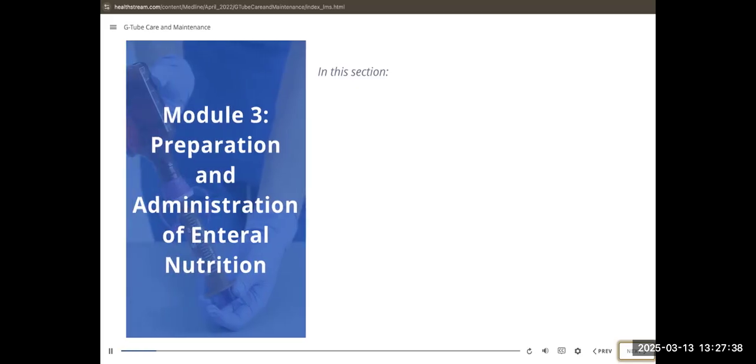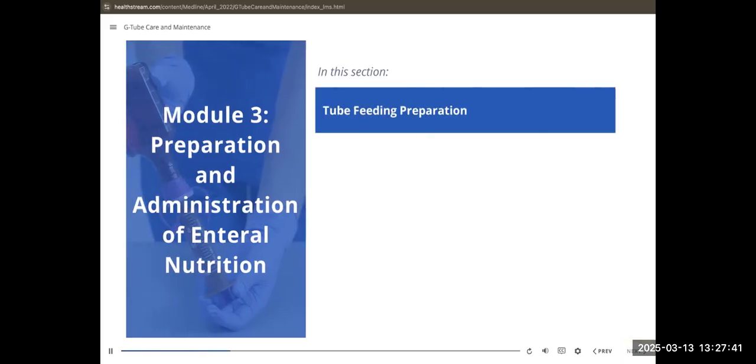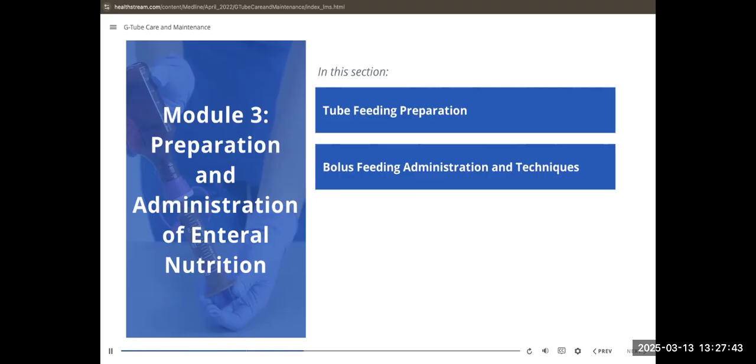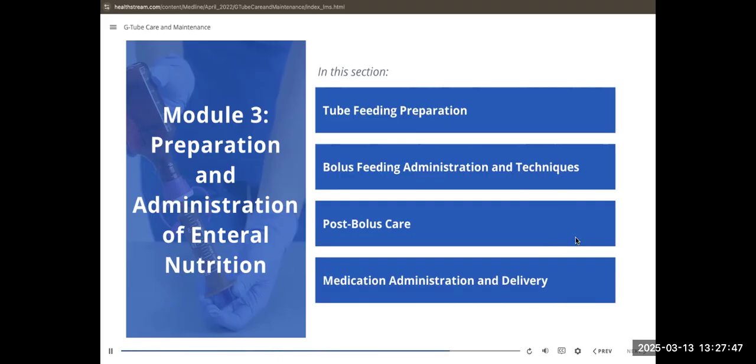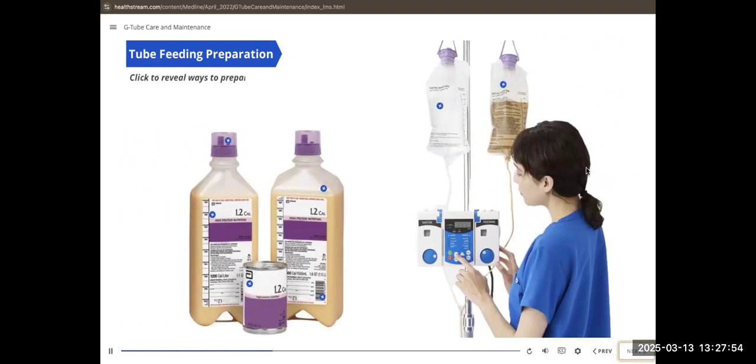In Module 3, Preparation of Tube Feedings and How to Deliver Medication Using Enteral Tubes are explored, including the do's and don'ts of medication administration. Click to reveal ways to prepare for a tube feeding.